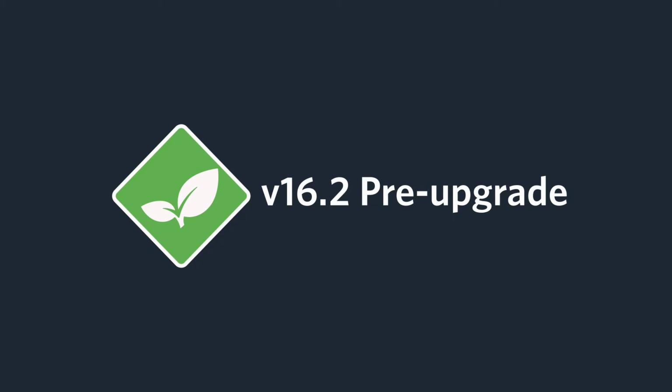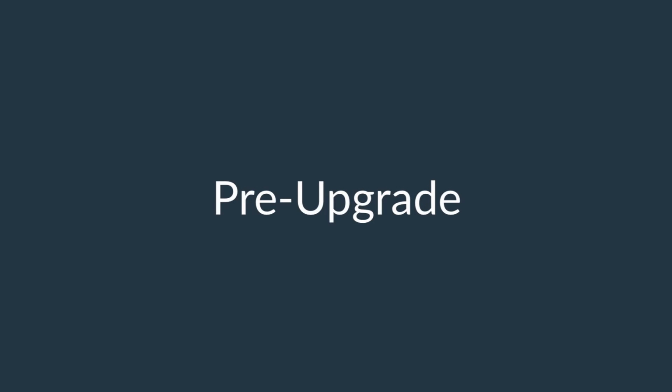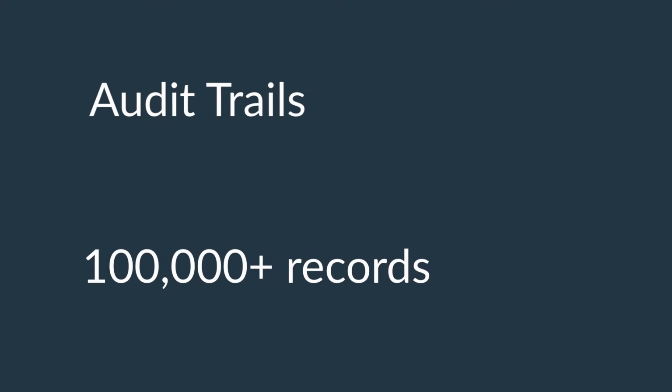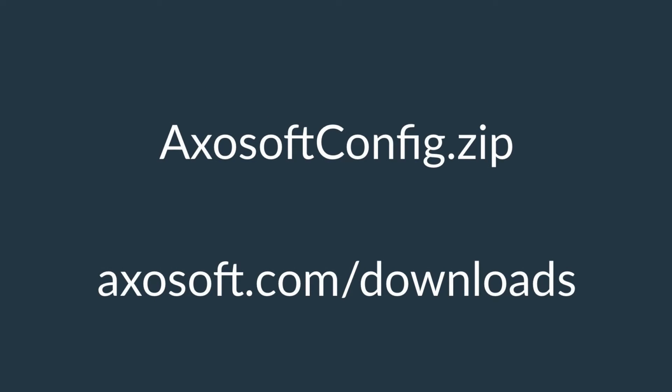Time to get ready for 16.2. This is a major upgrade, and we have prepared a pre-upgrade procedure to reduce the total time to complete the switch to 16.2. This pre-upgrade updates only the audit trails data, and it is recommended for teams with more than 100,000 audit trail records. To get started, download the Axosoft config.zip file from our downloads page.